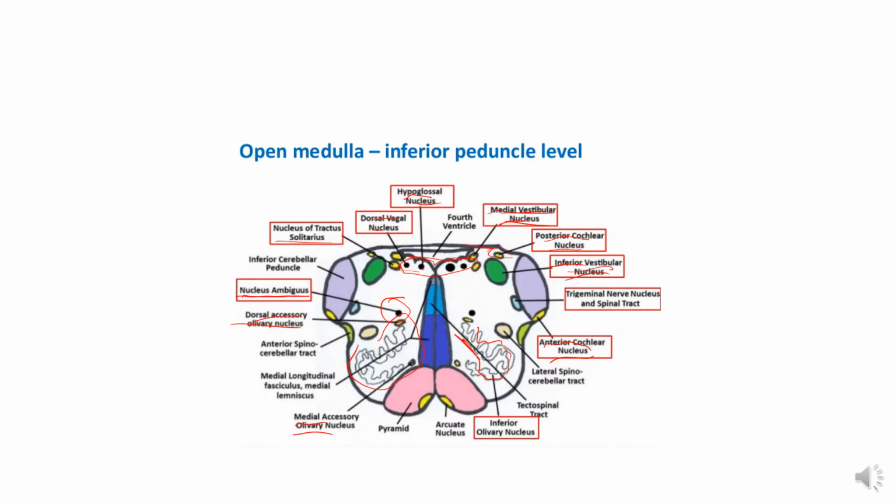The arcuate nuclei are thought to be inferiorly displaced pontine nuclei, and they are situated on the anterior surface of the pyramid. So these are the arcuate nuclei and they are lying on the anterior surface of the pyramid.